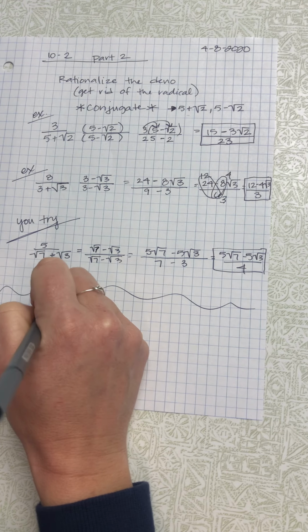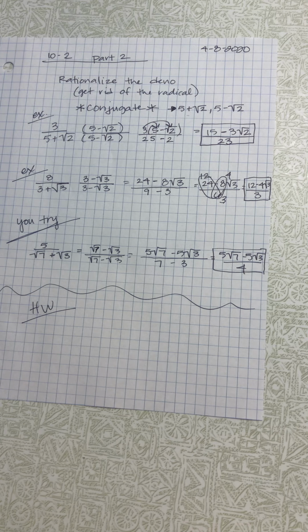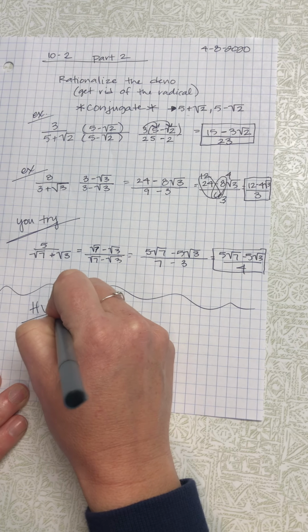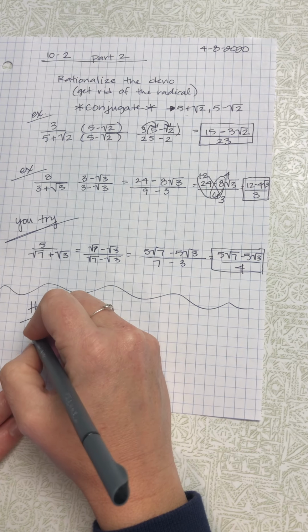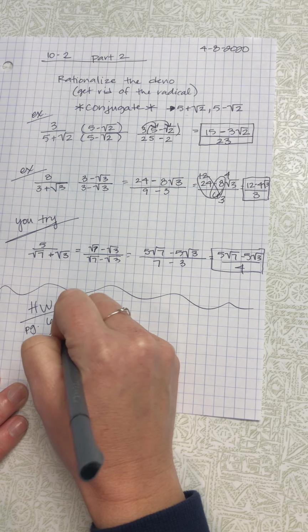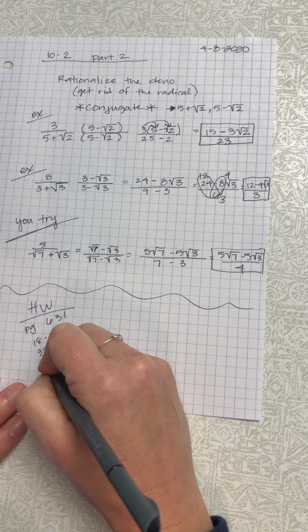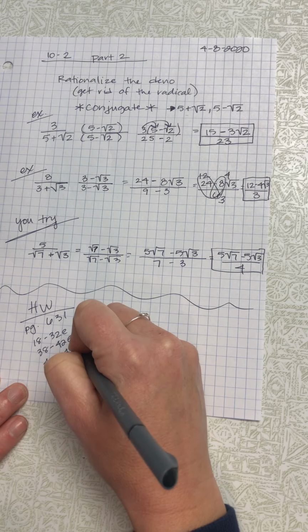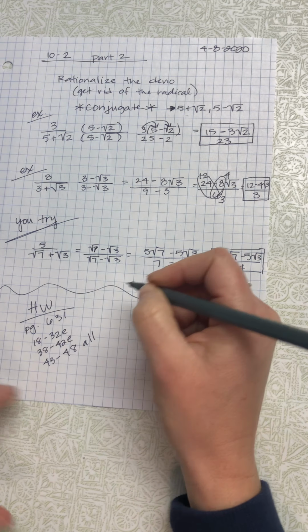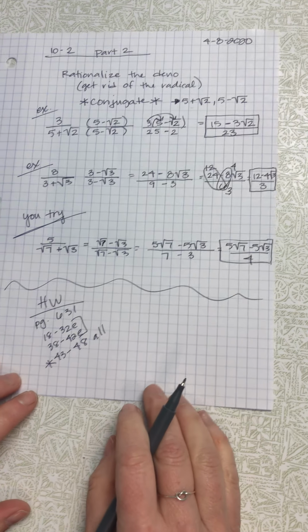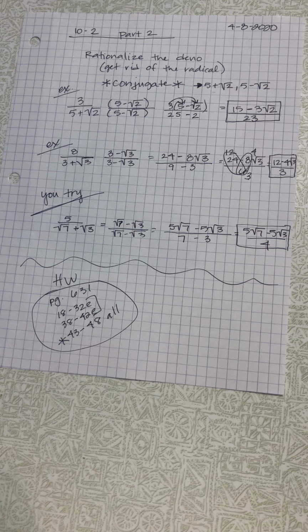If you're feeling ready, today's homework is same page, 631, 18 through 32 even, 38 through 42 even, and then 43 through 48. This is the section that's new today. These are the same as yesterday. Okay? Good luck.